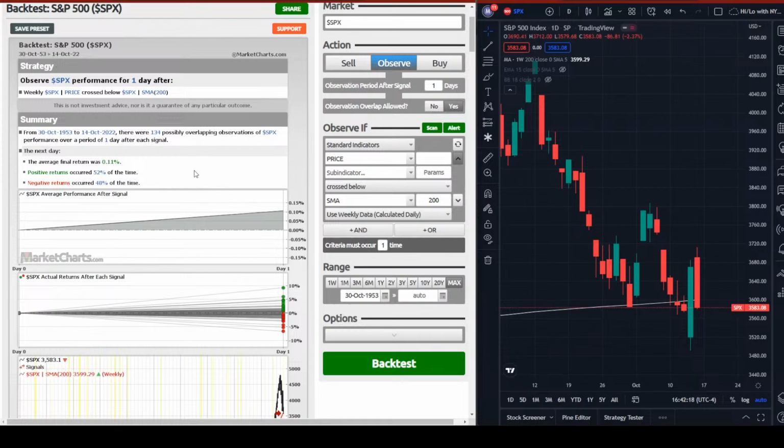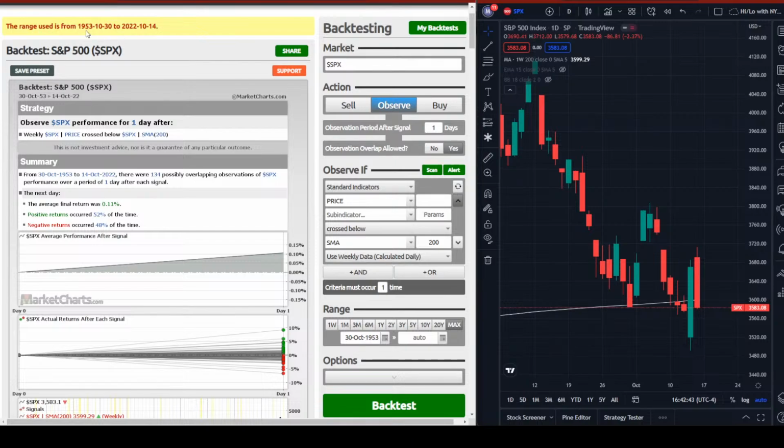So first off, we have the S&P 500, again, the ticker symbol SPX. We want to see what happens when the index price itself crosses below the 200 weekly SMA. This particular back test is what happens on the next day after the S&P 500 closes below the 200 weekly SMA. So as you can see from October 30th, 1953 until now, the S&P 500 has crossed below the 200 weekly SMA a total of 134 times.